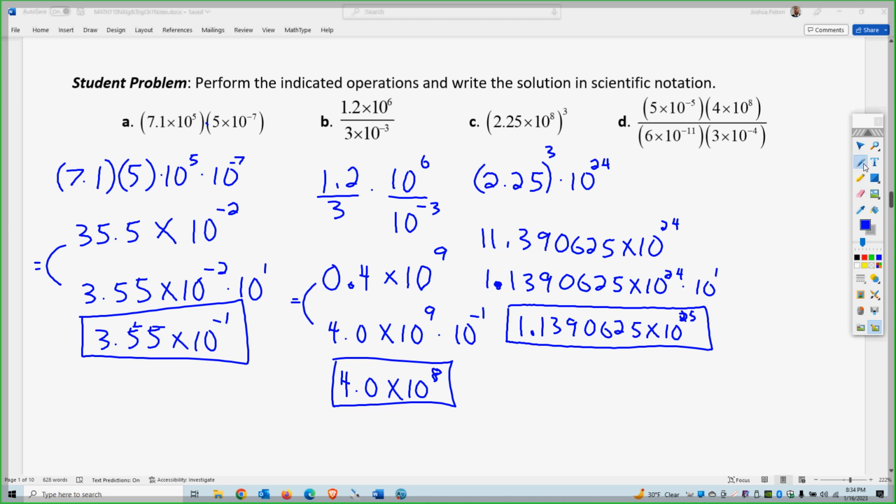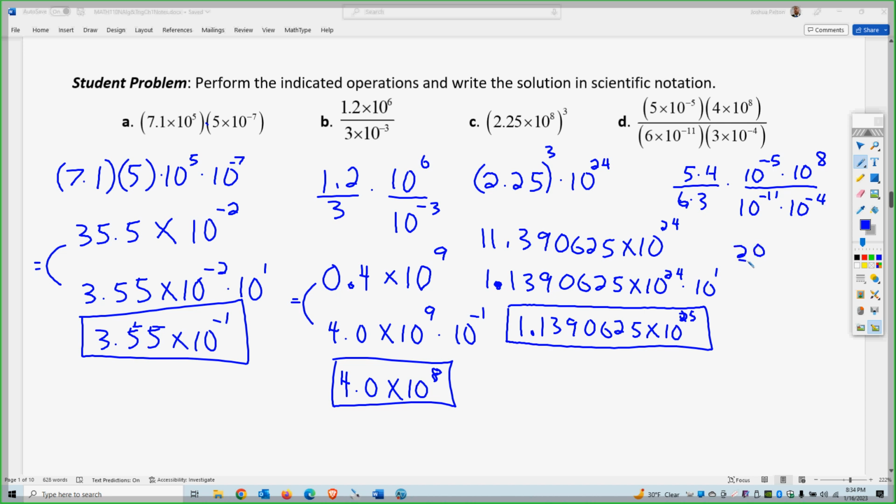Okay, so lastly, so far I had to change each of these by a factor of 10, either larger or smaller, to get them into scientific notation. I believe this one you don't have to do that, right? So 5 times 4, 6 times 3, and then 10 to the negative 5, and 10 to the 8th, and 10 to the negative 11, and 10 to the negative 4. Because remember, it's all multiply, so the order doesn't matter. Okay? 2 times 3 times 4 is the same as 4 times 3 times 2, right? You can change it all around, right?